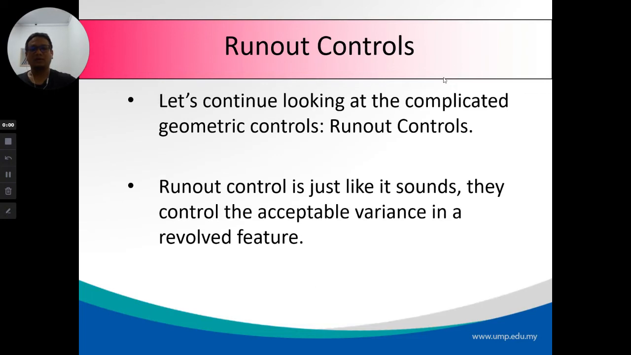Now we look at runout. Let's continue looking at the complicated geometry of runout. Runout controls the acceptable variance in a revolved feature, just like it sounds. So what is revolved? Like a vase, for example. Example of a tire, right? It's revolving. A battery is also a cylinder, but it revolves around the center.